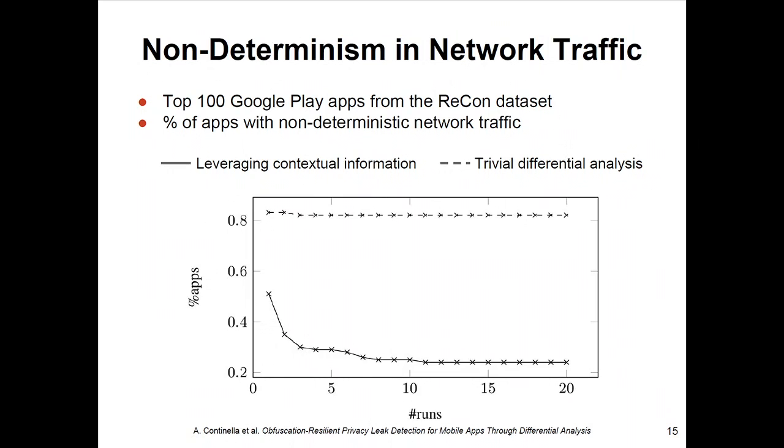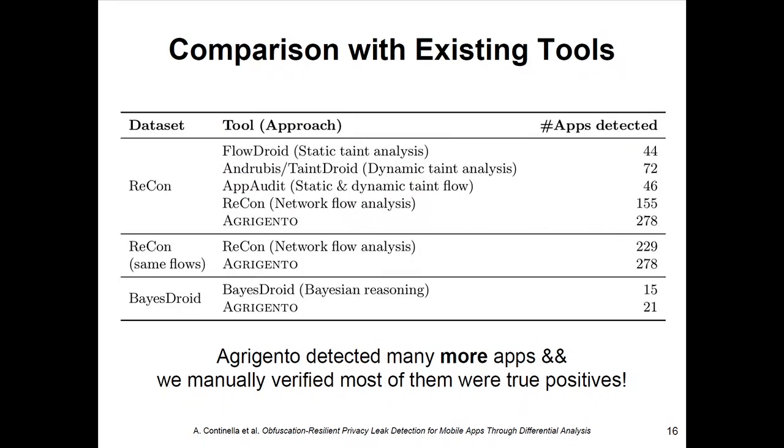And you can see in this chart that even increasing the number of runs, the trivial differential analysis cannot handle the non-determinism. In fact, more than 80% of the applications actually showed some kind of non-determinism in the network traffic. While using our approach, we were able to handle the majority of these cases. Then we compared our tool to existing tools.